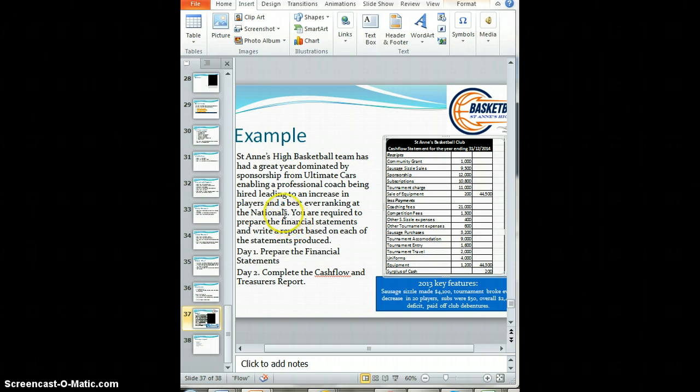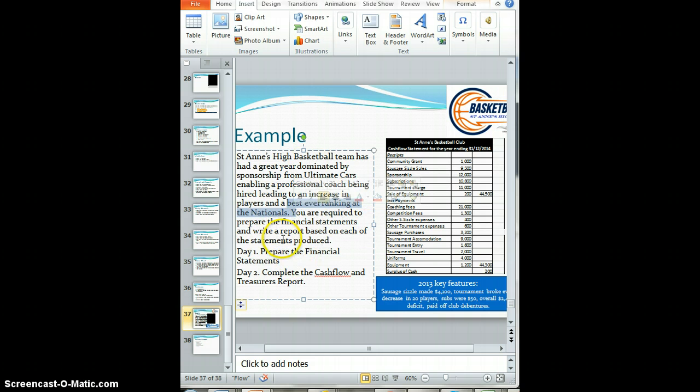If we have a read through, there's a few things important to us. A few things are new sponsorship from Ultimate Cars, professional coaching being hired, an increase in players, best ever ranking at the Nationals. So all of those will help us in writing our reports.